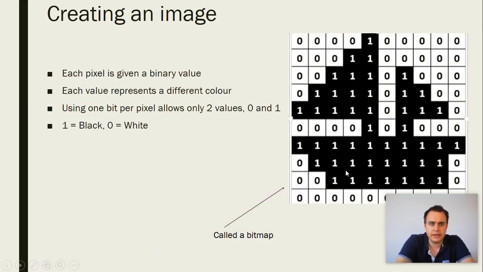So when we create an image, as I was saying, each pixel is given a binary value. Each value represents a different color. Using 1 bit per pixel, so a 1 or a 0 per pixel, allows only 2 values, 0 and 1. There are cases though where 1 is white and 0 is black. It depends on what the exam board gives you. If they ask you to color in an image, then you need to have a look at the key the exam board gives you.